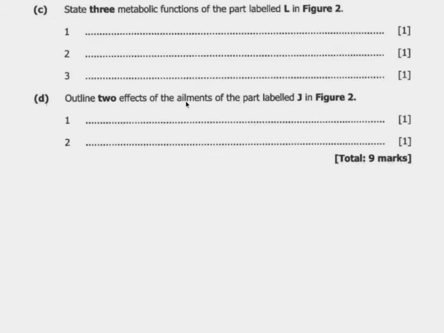Let's say the large intestine is not able to absorb the water. We know that the large intestine absorbs water. So now if the large intestine is failing to absorb water, or it is having the ailments, what is going to be the effect? The first effect is that it fails to absorb water. Once it fails to absorb water, water is going to accumulate in the large intestine, and this is going to lead to diarrhea. Apart from diarrhea, it is going to cause constipation.